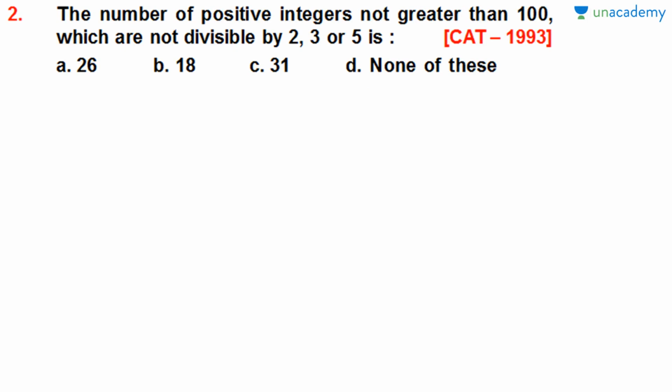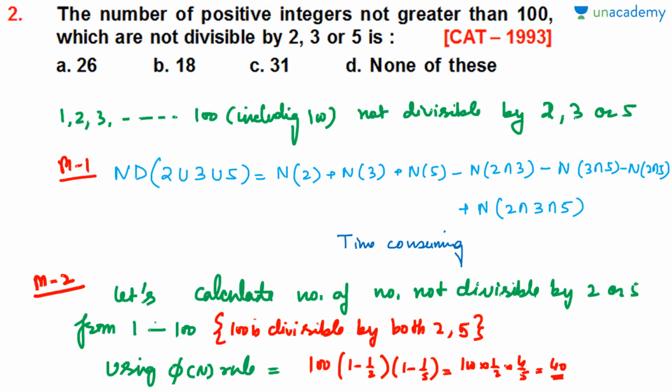Now like question number 2: the number of positive integers not greater than 100 which are not divisible by 2, 3 or 5 is. So the question is the number of positive integers not greater than 100 which are not divisible by 2, 3 or 5. So there are two approaches for this type of question. Our question is 1, 2, 3 and so on till 100, including 100 as well, and which are not divisible by 2, 3 or 5.